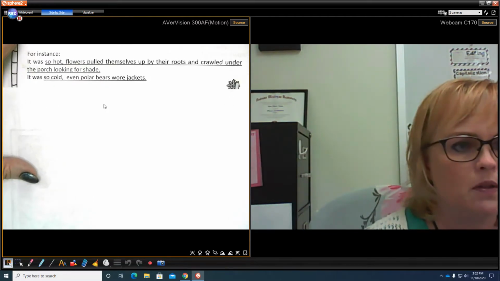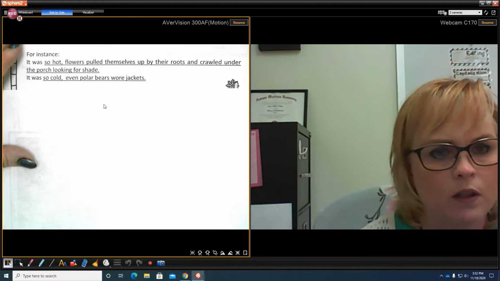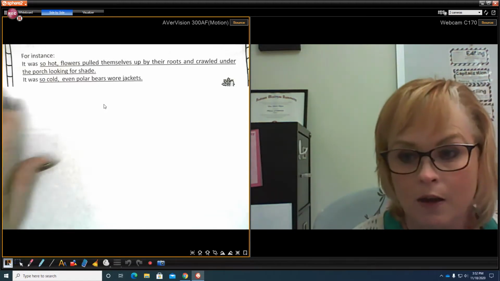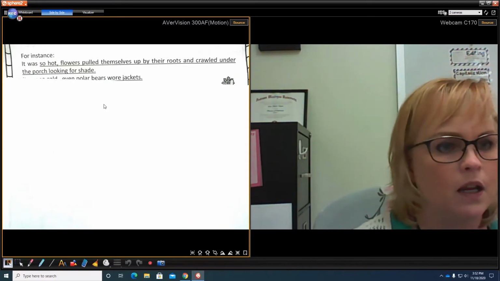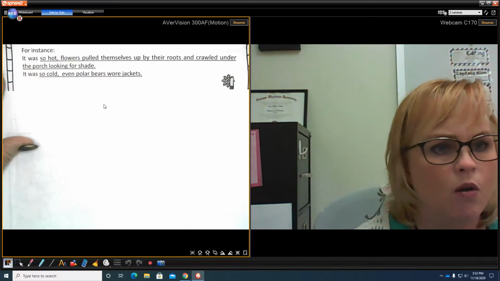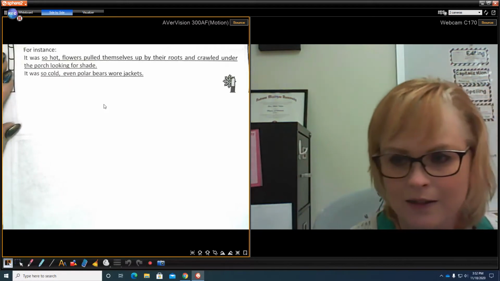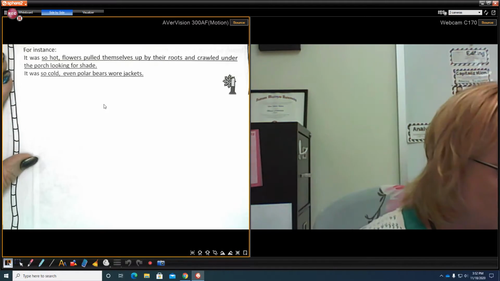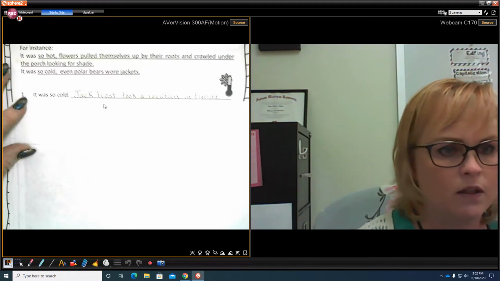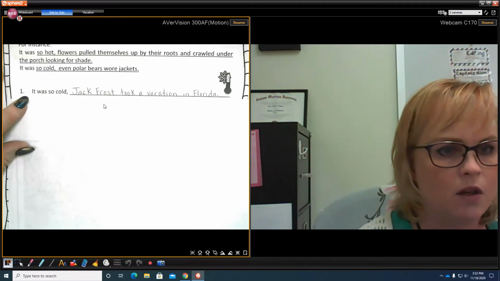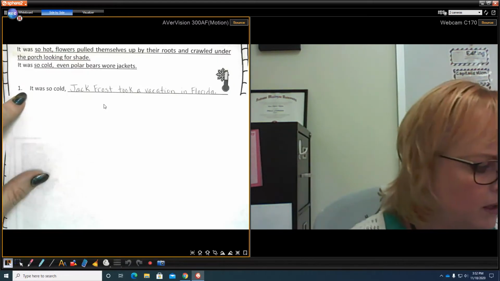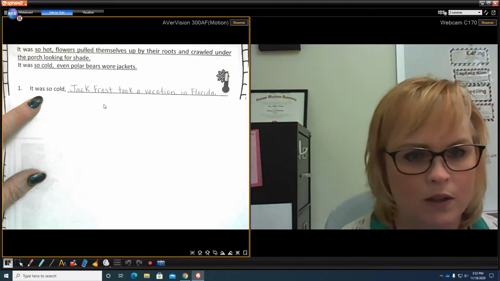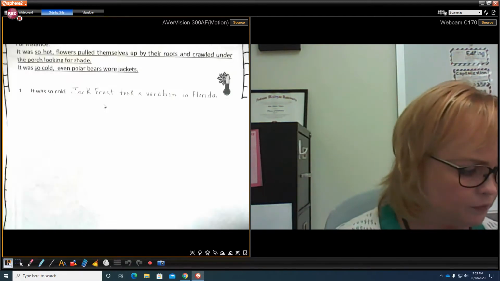Here's a couple examples. It was so hot, flowers pulled themselves up by their roots and crawled under the porch looking for shade. That was an example of a hyperbole. It was so cold, even polar bears wore jackets. Obviously, that's an exaggeration, and they're funny as well. All right, so I was given here on number 1, it says, it was so cold, and I thought we could say, Jack Frost took a vacation in Florida. So cold that even Jack Frost didn't want to be there, right?